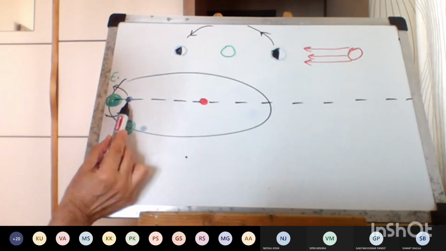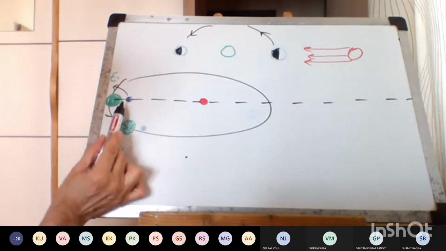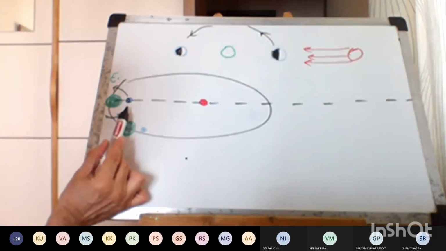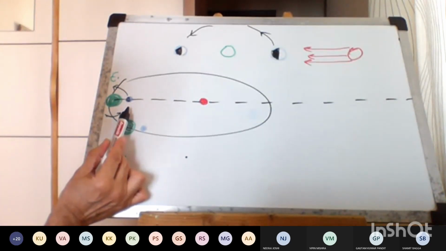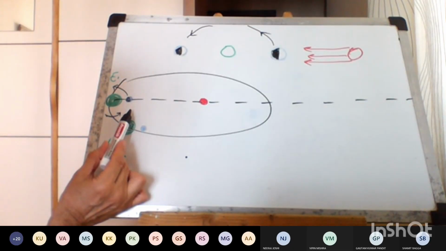The first new moon was here. The moon is going around the Earth. We know it takes about 27 days or 29 days. There are two periods we are trying to find out. What is the difference between the synodic period and the sidereal period?